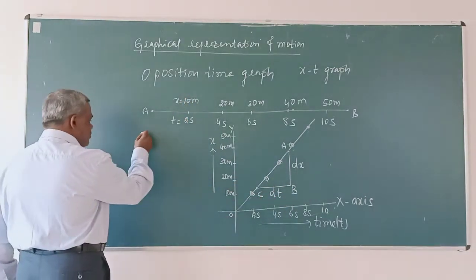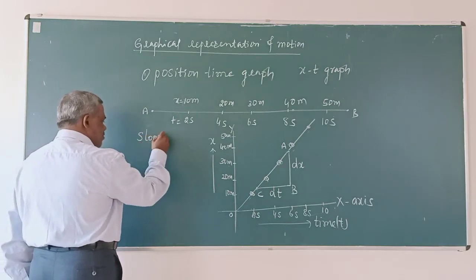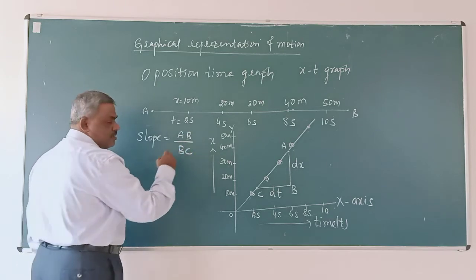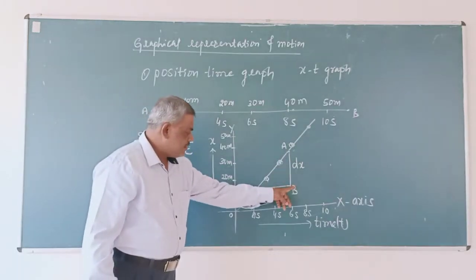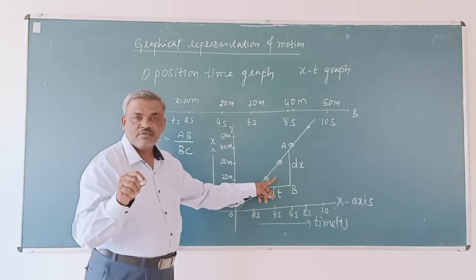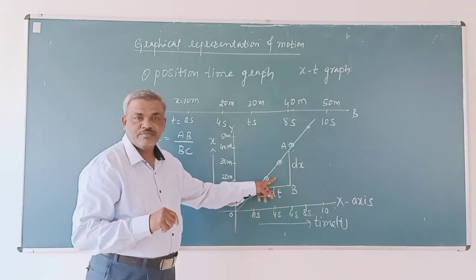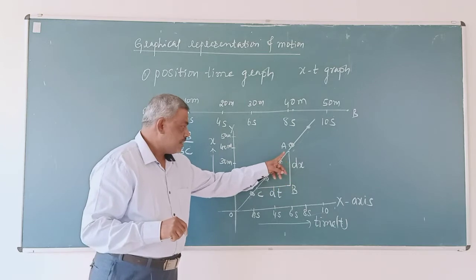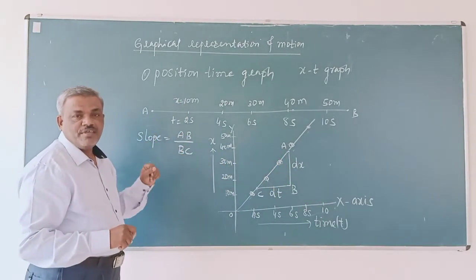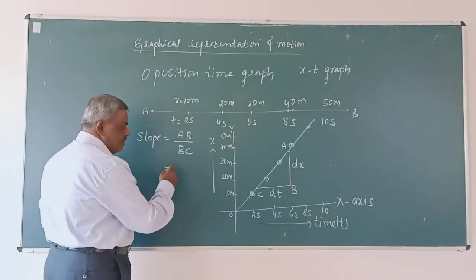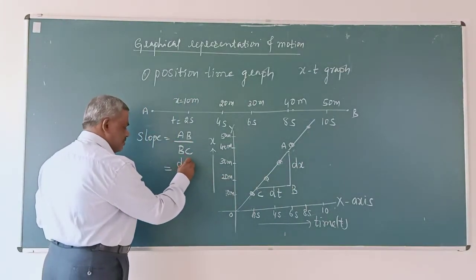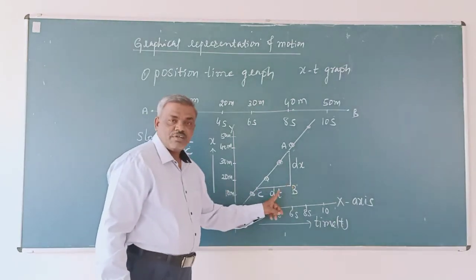Now slope equals AB by BC. Slope equals what? AB by BC. On what basis? Tan theta. That is the tan theta definition. So slope, tan theta, equals AB by BC. Now AB is what? dx. And BC equals what? dt.